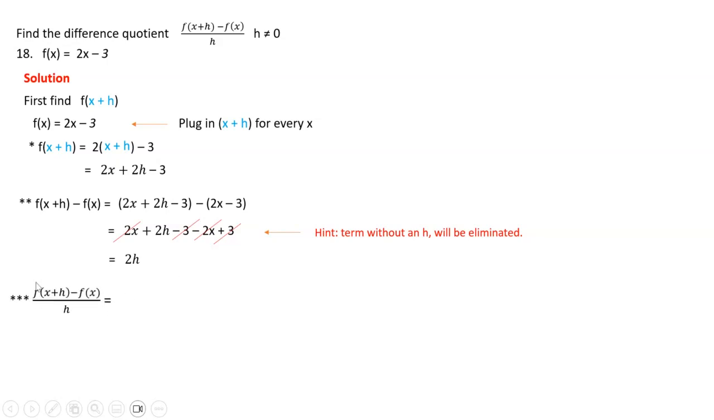Now for the final step, the whole difference quotient. We have 2h over h. The h's get canceled, so h over h is equal to 1, and 2 times 1 will give us 2. Here's my result.